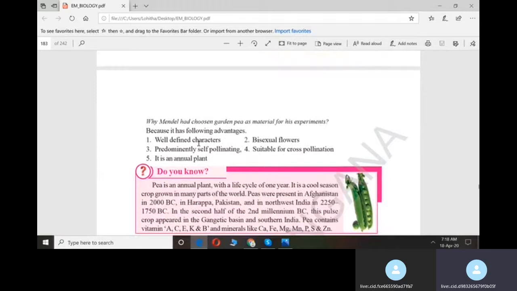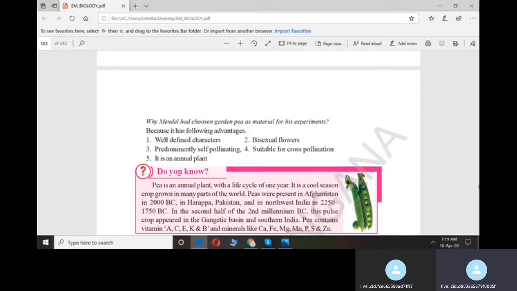Next, the question: why did he choose only the pea plant? Because they have well-defined characters, meaning they show characters very clearly, with clear colors. They are bisexual flowers. What are bisexual flowers? They contain both male and female reproductive organs, and they can reproduce very easily and are very easy to identify. They are predominantly self-pollinating, and they are also suitable for cross pollination, meaning they can self pollinate as well as cross pollinate.